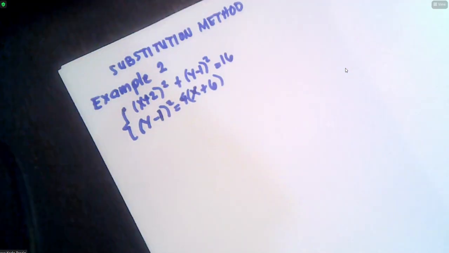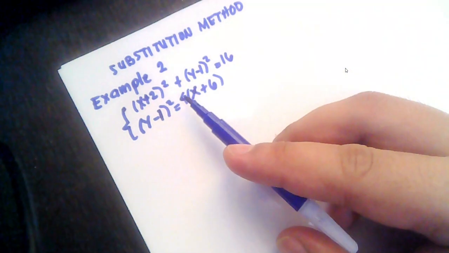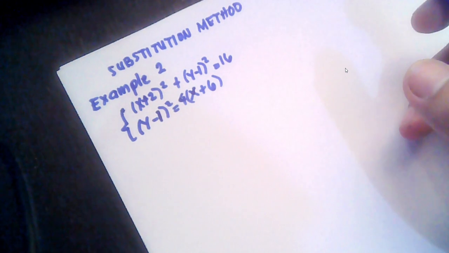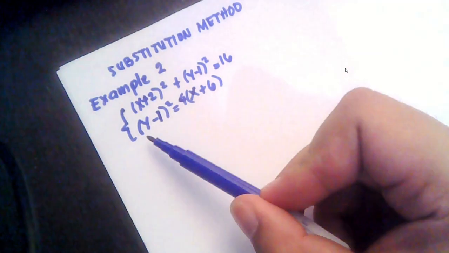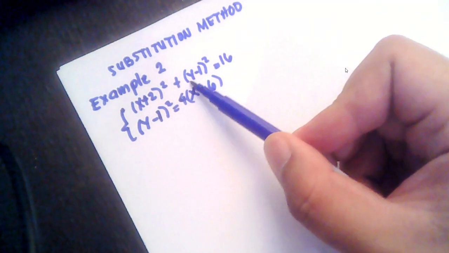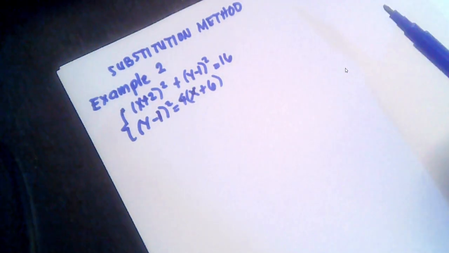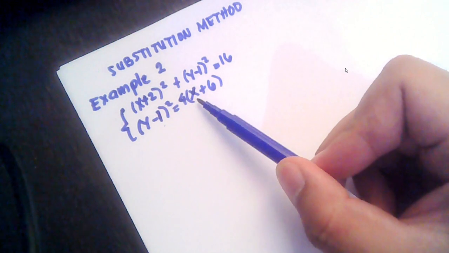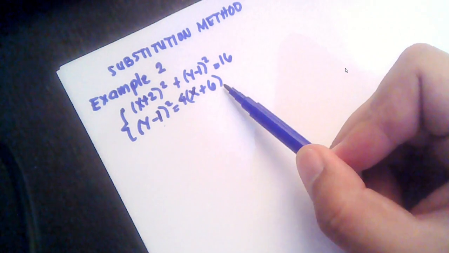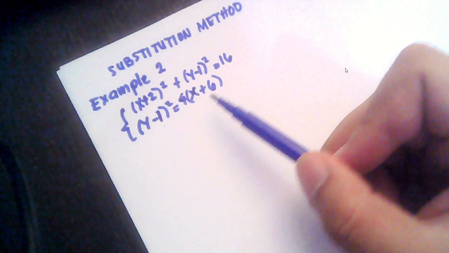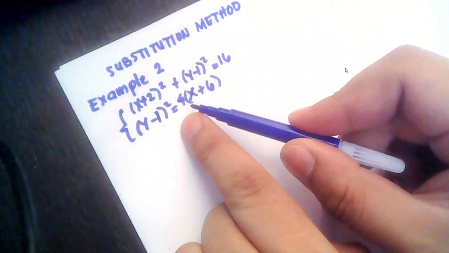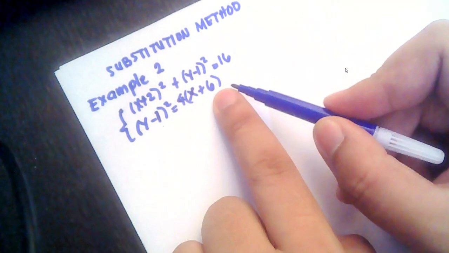Let us continue with the second example. As you can see, you have two nonlinear equations. What have you observed? There is a similar variable, y minus 1 squared and y minus 1 squared. And we know that the value of y minus 1 squared is 4 times the quantity of x plus 6. Therefore, this equation here can be substituted directly by 4 times x plus 6.